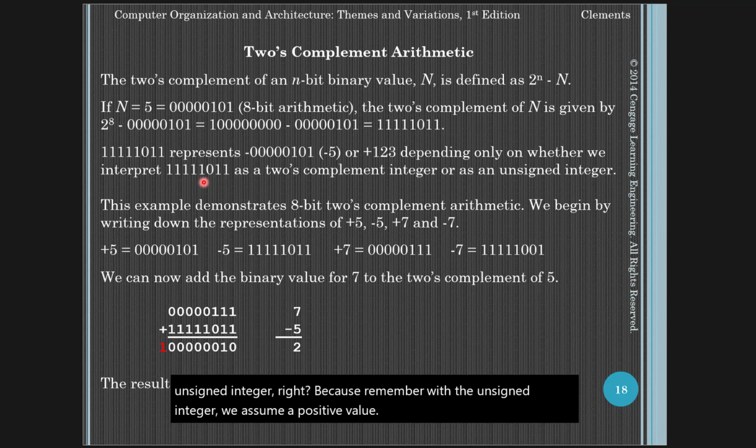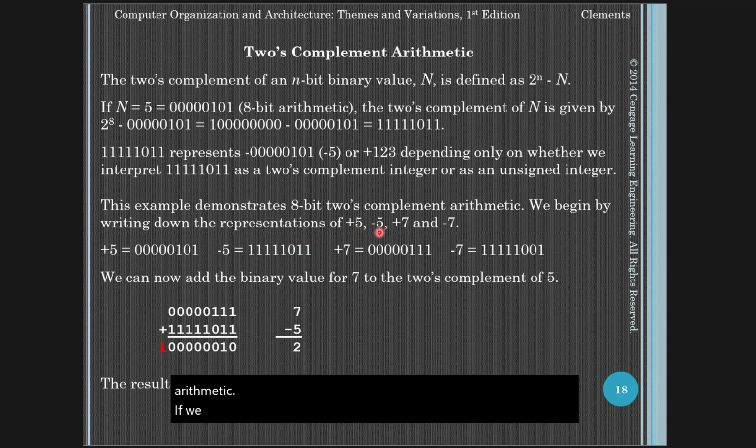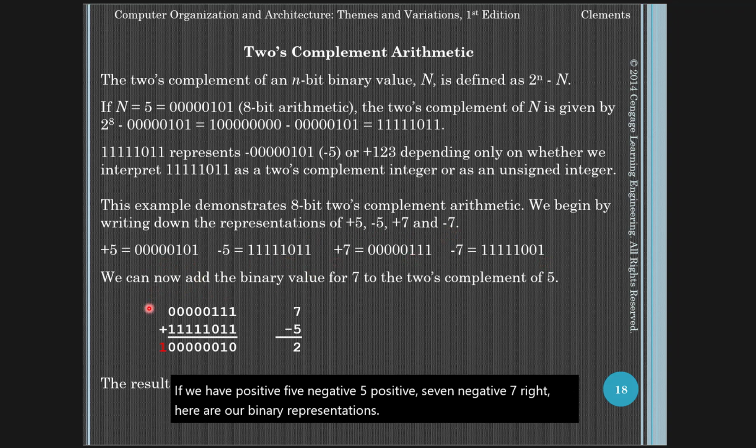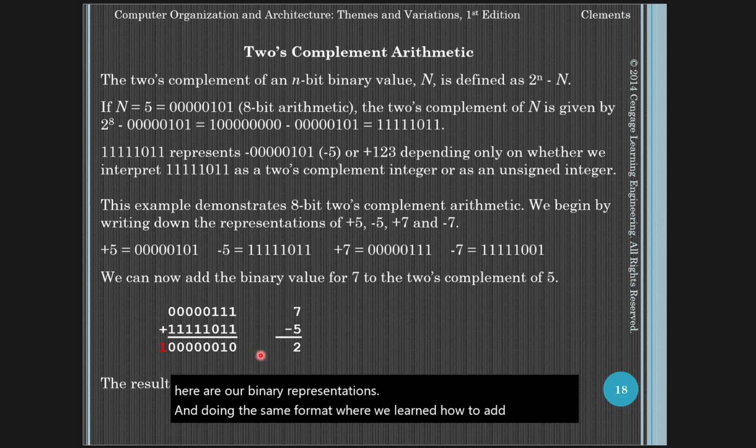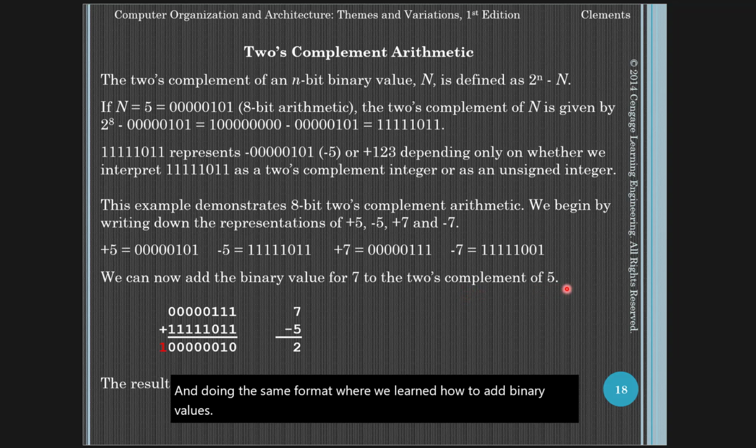So take a look at this example down here. 8-bit 2's complement arithmetic. If we have positive 5, negative 5, positive 7, negative 7, right, here are our binary representations. And doing the same format where we learned how to add binary values, we get the 2's complement of 5.